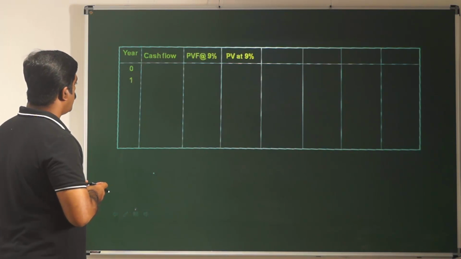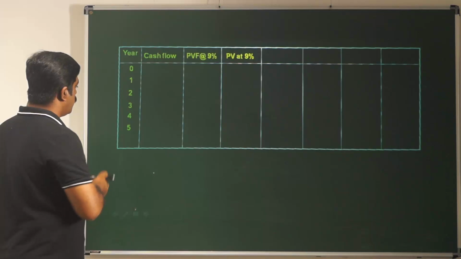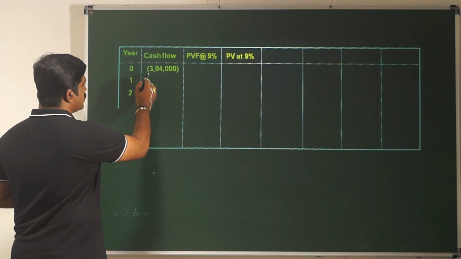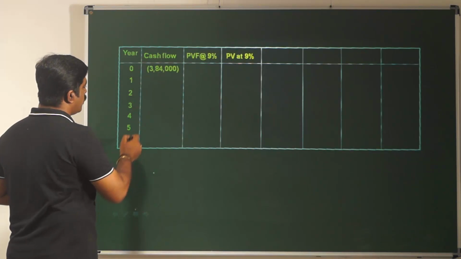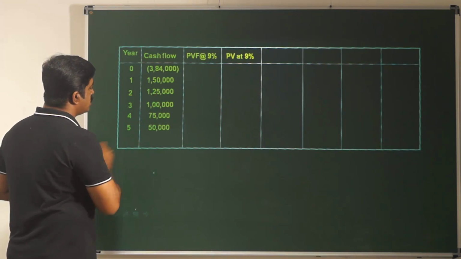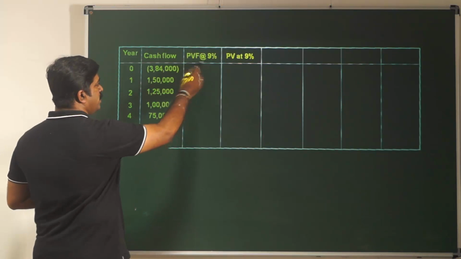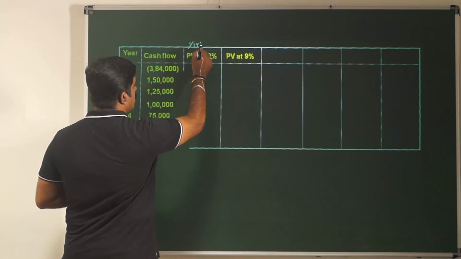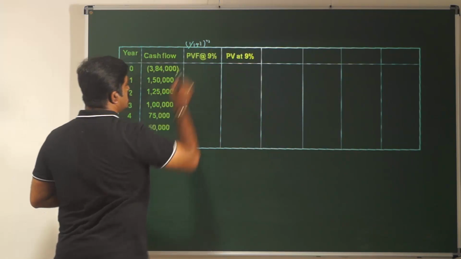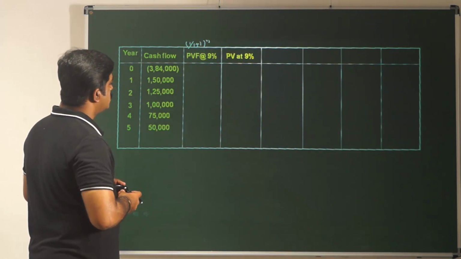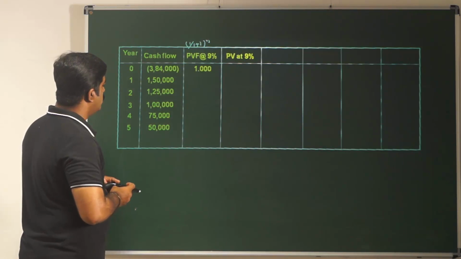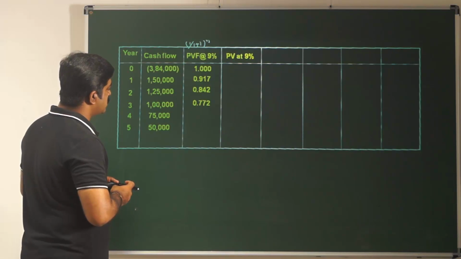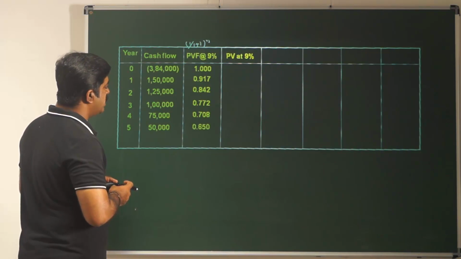So year 0, 1, 2, 3, 4, 5. All the years are captured. Then let's capture all the cash flows. Year 0 there is an outflow, then from year 1 to 5 there is an inflow. So all the cash flows are captured. Now PVF at 9%, it is nothing but the formula 1 divided by (1 plus i) to the power n. So if we apply that formula, for year 0 it is always going to be 1, for year 1 it is 0.917, then 0.842, 0.772, 0.708 and 0.650.